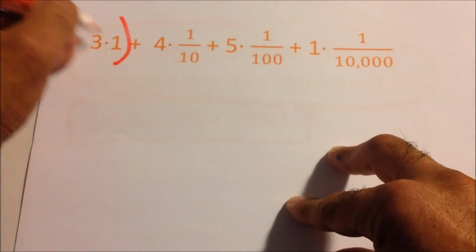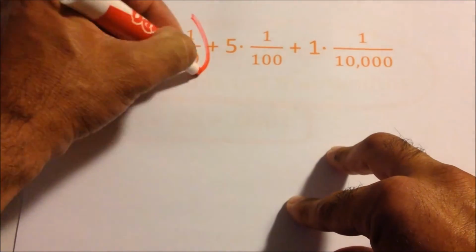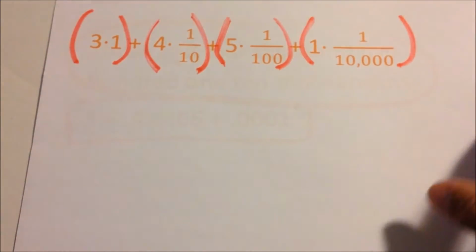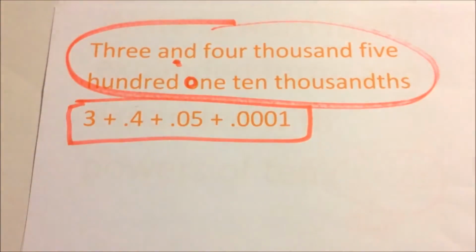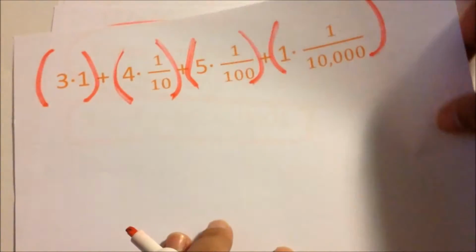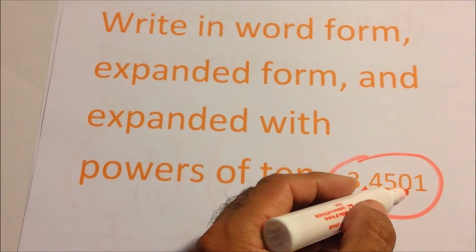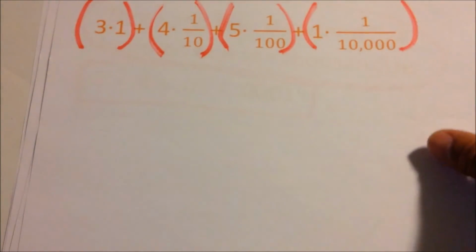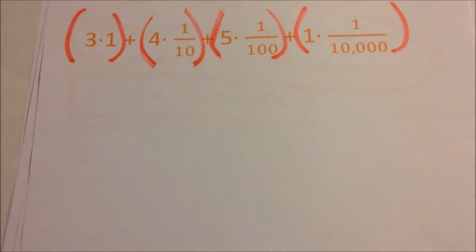So we have 3 times 1, plus 4 times 1/10, plus 5 times 100, plus 1 times 1/10,000. We don't have to put anything in the thousands place because if we go back to that number, there's nothing there. Okay, so rewind the tape if you didn't get that.